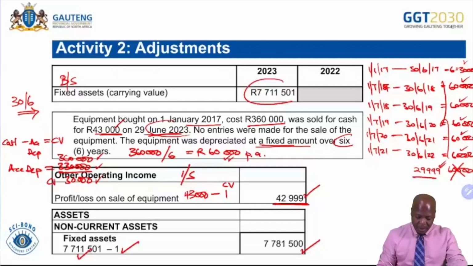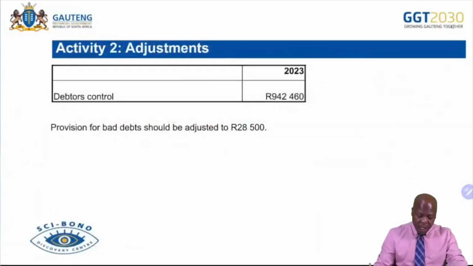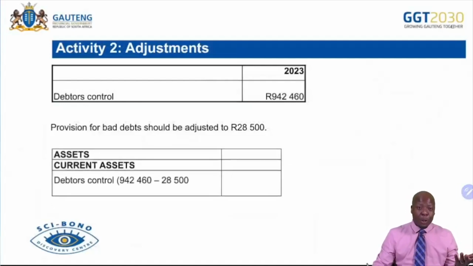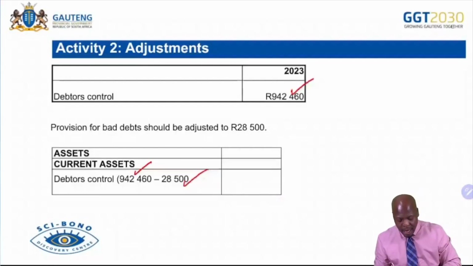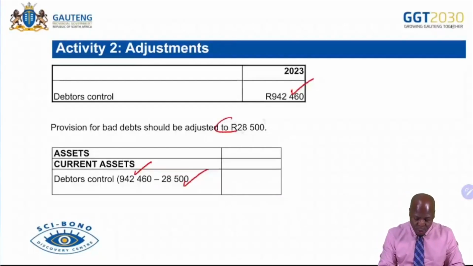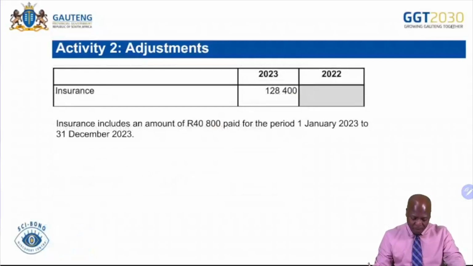And the next adjustment then says provision for bad debts must be adjusted to. All right, remember we spoke about this already, so I'm not going to waste my time. I'm just going to take the amount from the list of balances, then the amount that has been adjusted to, then we subtract that amount. That one was an easy one. Okay, let's move on to the next one.